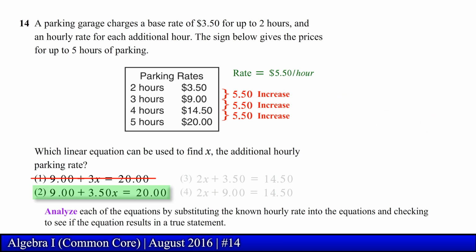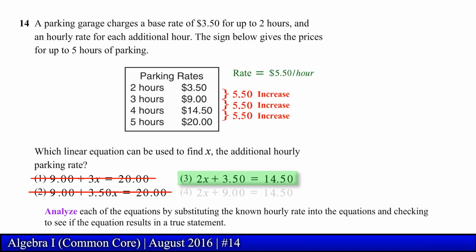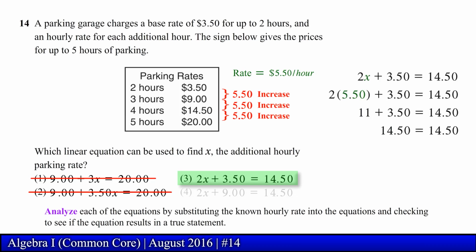Doing the same for option 2, we see that replacing x with 5.50 also gives us a false statement. Continuing with the equation of option 3, we see that this equation gives us a true statement, so we can conclude that option 3 is our answer.